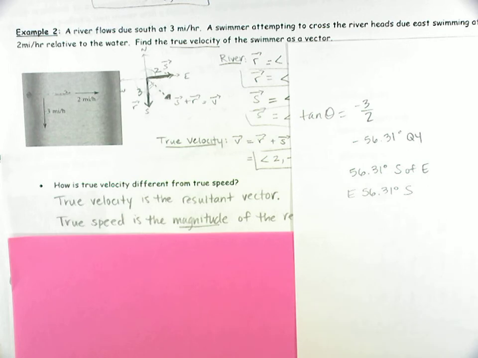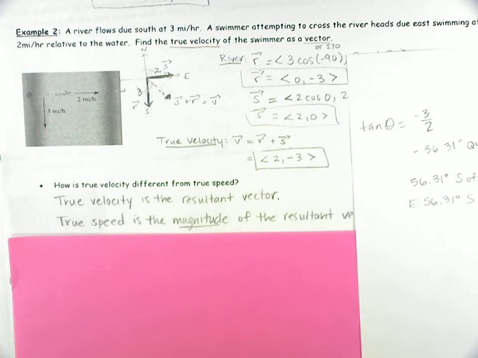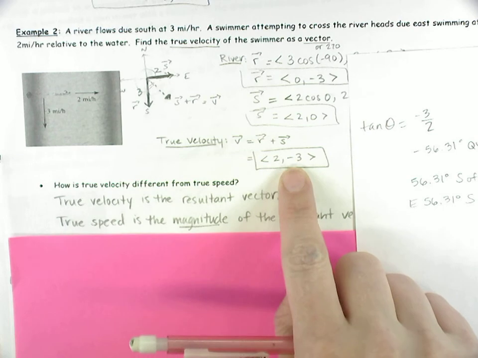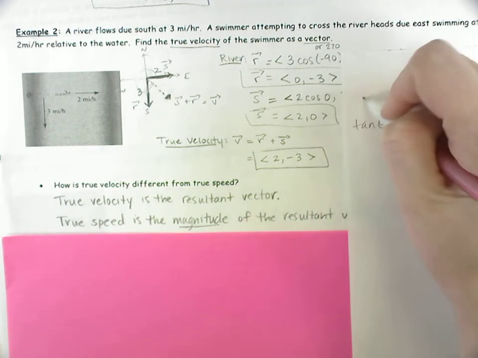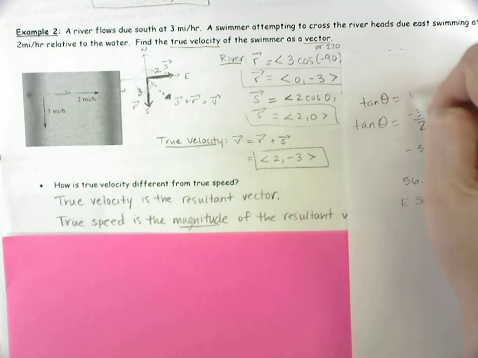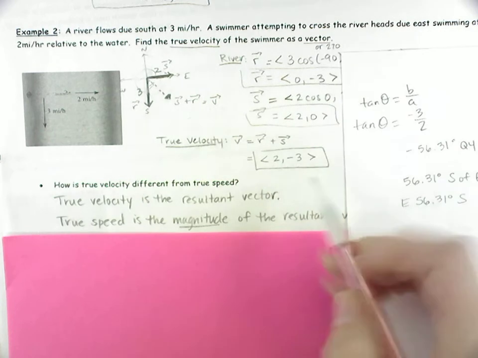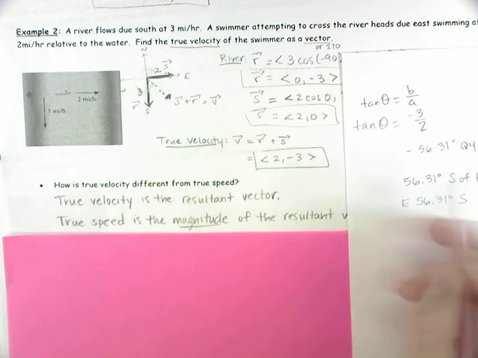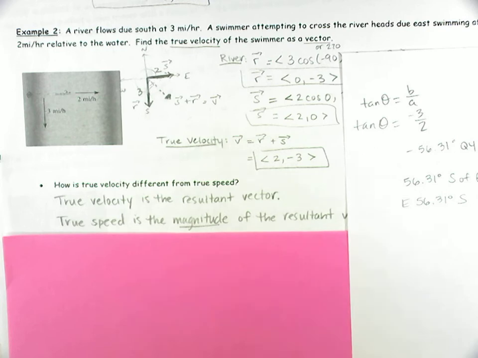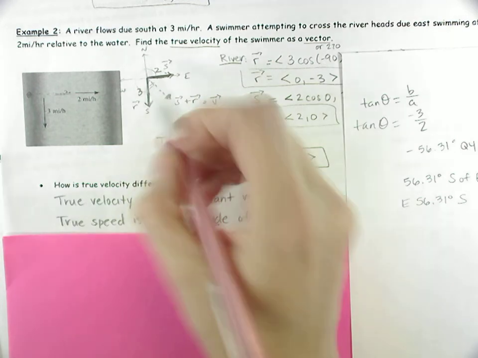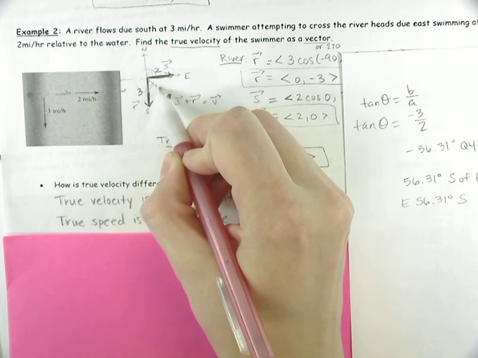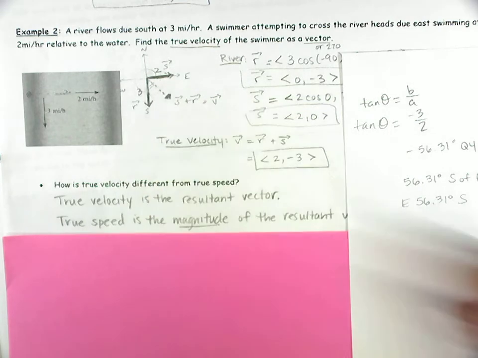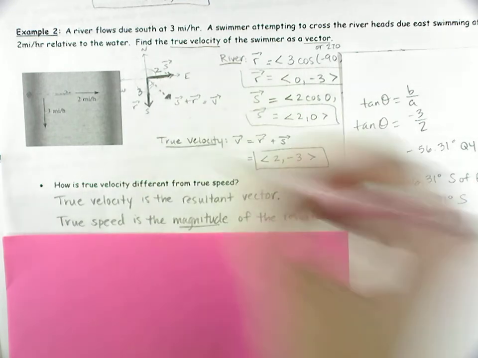Can you explain again why you went 56? See how this is your vector, your true velocity? To find that direction, you can do the tangent of theta equals b over a. Your b is -3, and a is 2. You're just going to find the inverse, and when you find the inverse, you'll get -56.31, which is giving you this angle right here. So then you can say 56.31 degrees south of east.